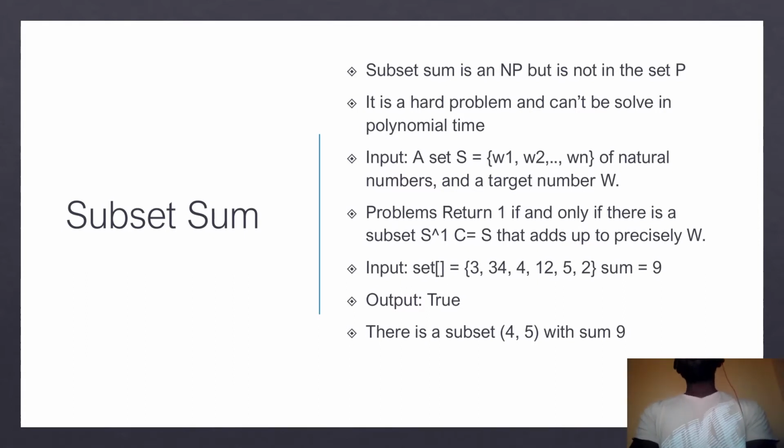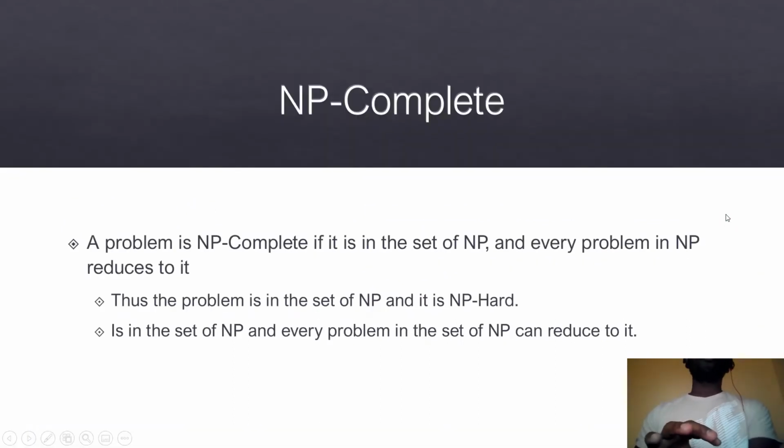To explain it for a layman, we have a set of natural numbers: 3, 34, 4, 12, 5, and 2. If we are trying to get a sum that equals 9, so W is 9 in this case, the output is true. Why? Because 4 and 5 have a sum of 9. That is a clear example for a lay person to comprehend what is going on.